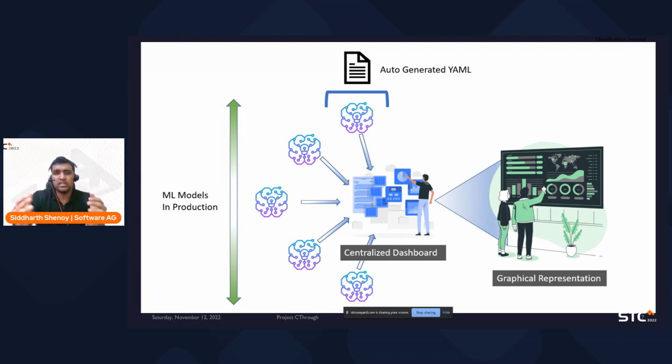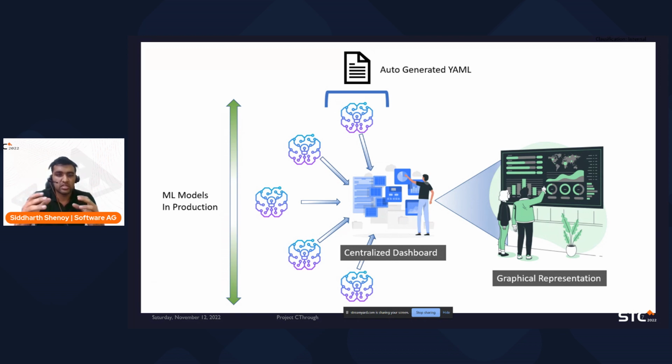Now, let's say that the engineer finds an anomaly. He wants to replicate the entire ecosystem of the model into his local container or his local machine. Here comes the auto-generated YAML file. He can use the auto-generated YAML file and replicate the entire environment of the machine learning model, and can run the model on his local system.